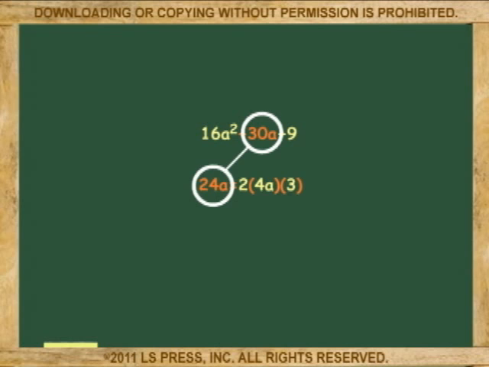Another example. 25y squared minus 45y minus 36 is not a perfect trinomial square because the last term is negative. Another example. 16a squared plus 30a plus 9 is not a perfect trinomial square because the middle term is not twice the product of the square roots of the first and last terms.